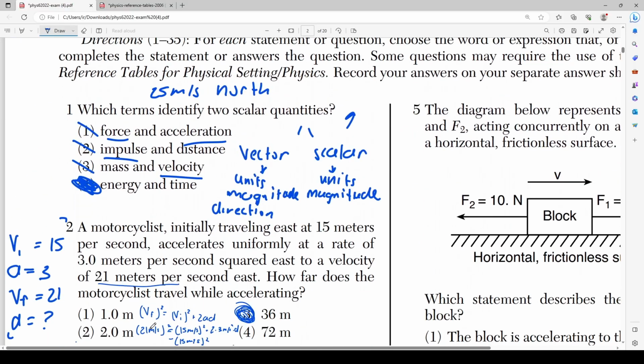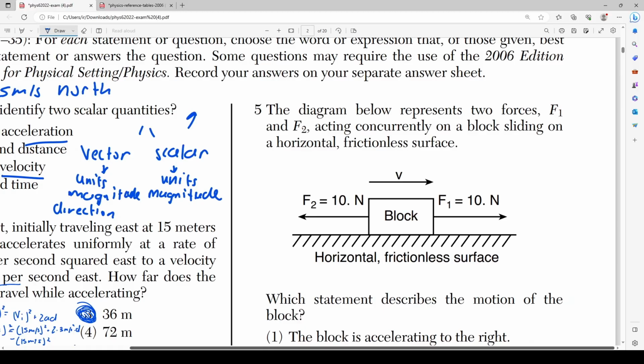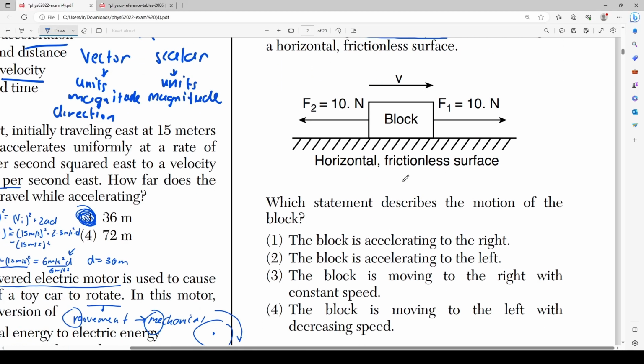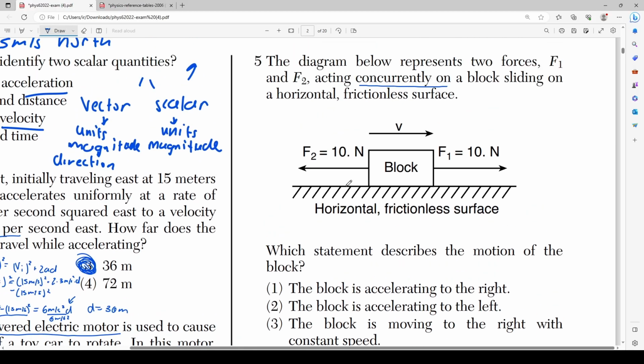Number 5 says the diagram below represents two forces, F1 and F2, acting concurrently on a block sliding on a frictionless surface. Which statement describes the motion of the block? So here I have our velocity. Notice how there's direction associated with it. That makes it a vector quantity, and this velocity is going to the right. So we know that we're moving to the right. Perfect.